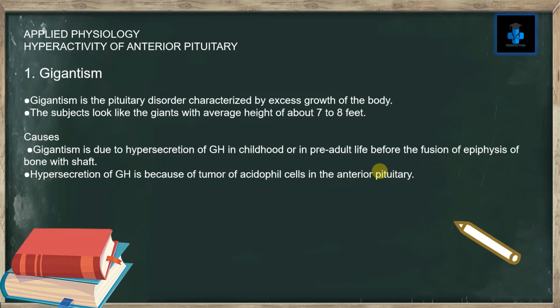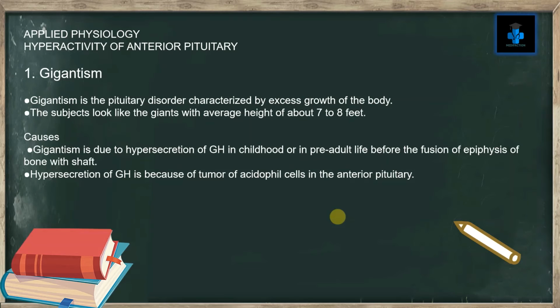Now let's learn some important applied physiology. The hyperactivity of anterior pituitary. Number 1 is gigantism. Gigantism is the pituitary disorder characterized by excess growth of the body. The subject looks like the giants with average height of about 7 to 8 feet.